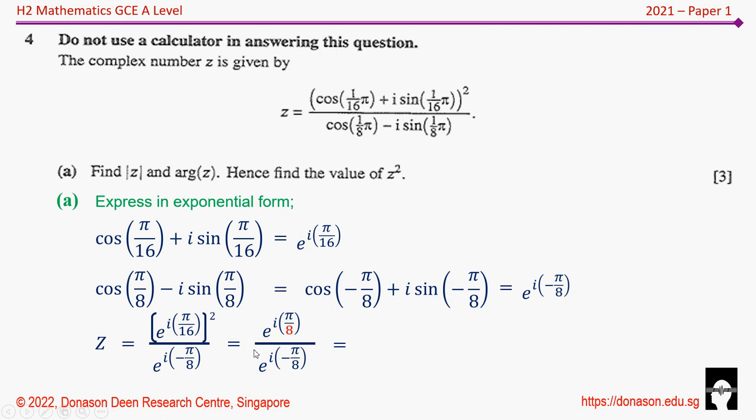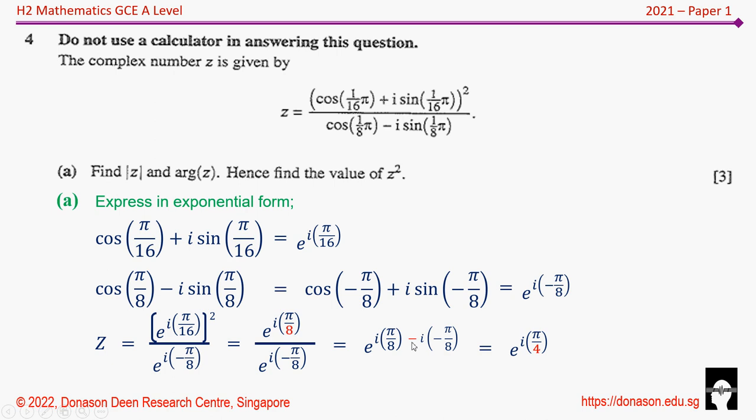Now we can apply the rule of indices. Since the bases are the same, we can subtract the powers. So e to the power of i times pi over 8 minus minus pi over 8. I have just subtracted the powers by the rule of indices. Now we can simplify. The minus and the minus turn it into a plus. So we've got pi over 8 plus another pi over 8 in the power of i, which is going to become simply pi over 4.